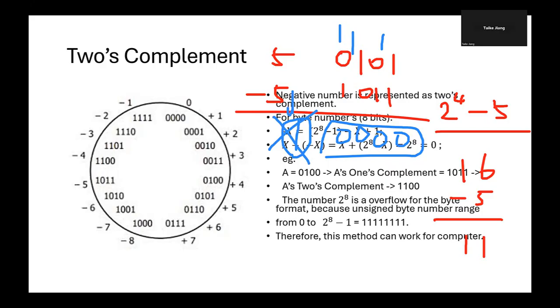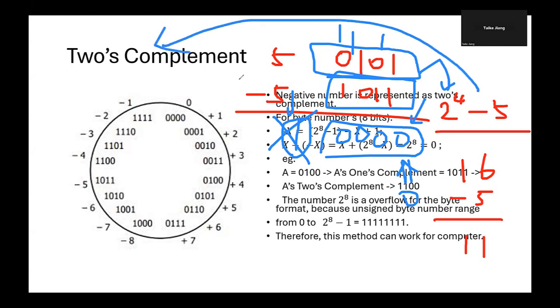Then your 5 minus 5 is actually 5 plus 11. You become 16, but the last 4 digits look like 5 minus 5, it actually becomes 0. So we represented 5 as this, and minus 5 we represented as this. So your minus 5 is represented as 2 to the power 4 minus 5. This we call the two's complement number. Is that okay?